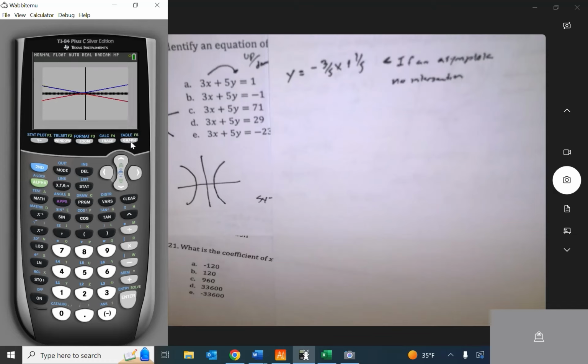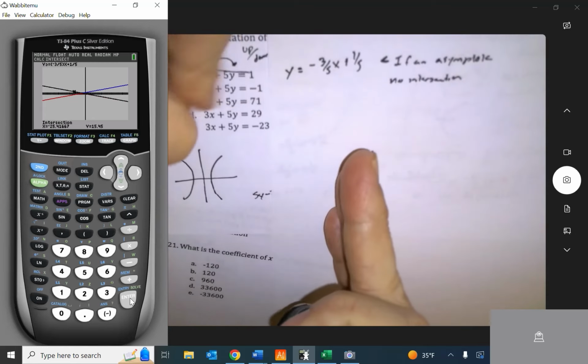Now, I'm going to see if there's an intersection or not. You're so far zoomed out, I don't know if you can tell. Second trace 5. I'm just going to get my cursor somewhere over here on the left, and I'm going to press enter 3 times. Enter, enter, enter. Oh, whoops, I'm in Y2. I got to be careful about that. Second trace. I want to see if there's an intersection between Y1, which is blue, and Y3, which is black. Enter, enter. There was an intersection, so no.